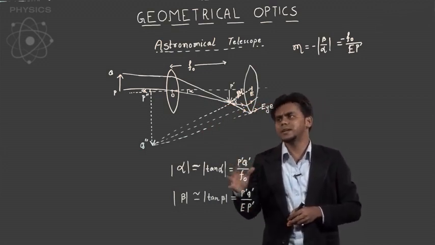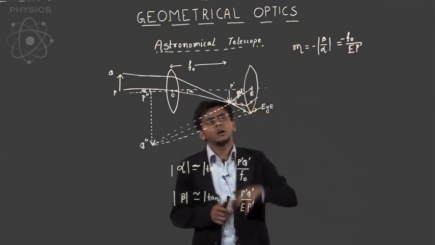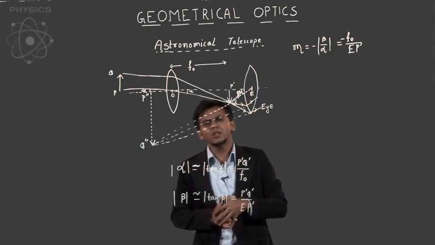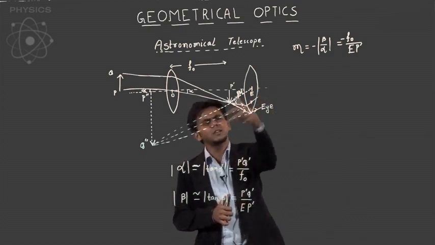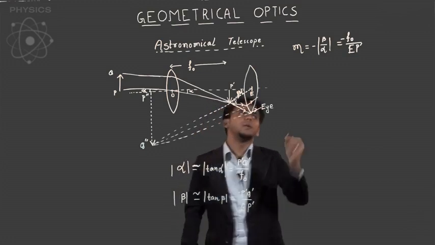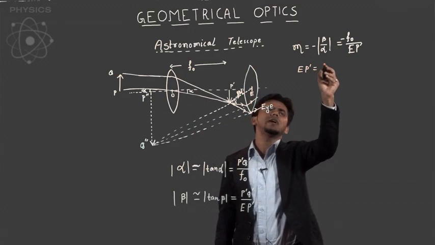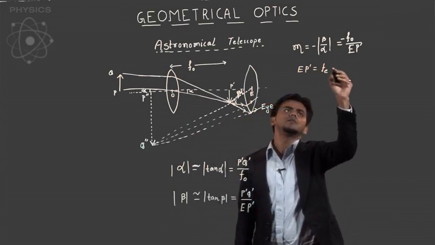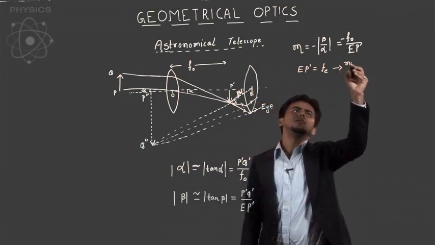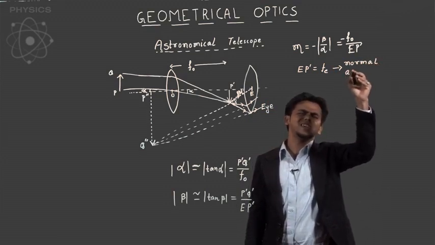For normal adjustment, what would happen is your EP dash should be the focal length of the eyepiece, only then the rays would be parallel to you, you will be perceiving them parallel. So EP dash has to be f of E for normal adjustment. I hope this makes sense, right?